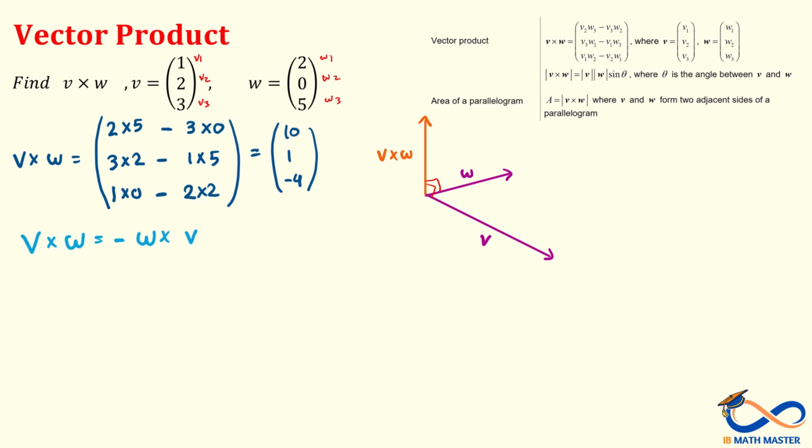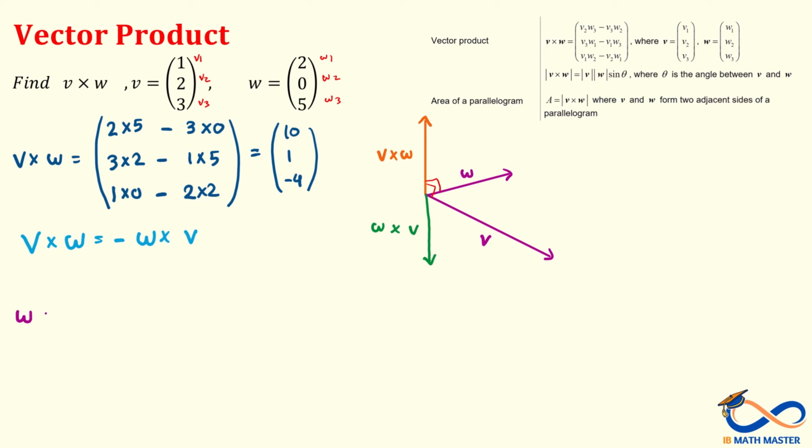v multiplied by w is negative w multiplied by v. So it will be a new vector, but in the opposite direction, since we have negative sign here. And it can be represented like this. It will be downward instead of up like this. So this will be w times v, and here we have v multiplied by w.